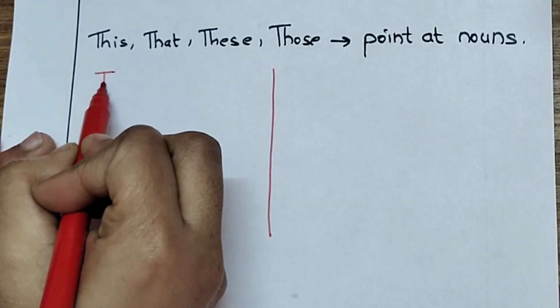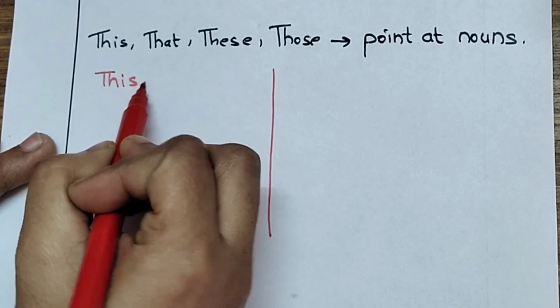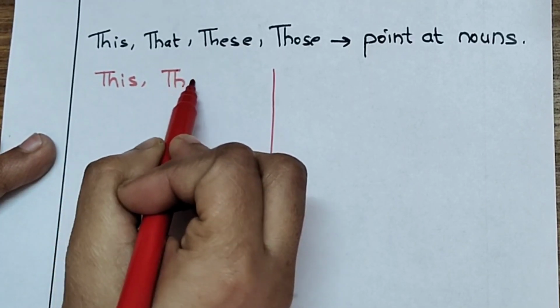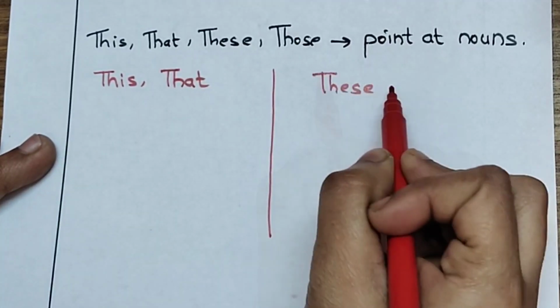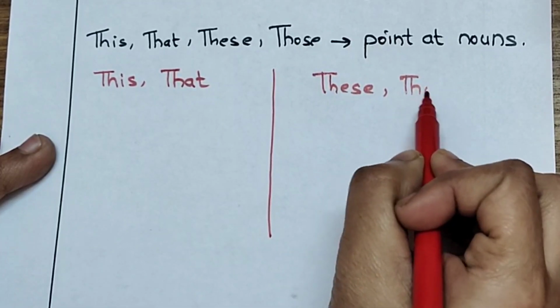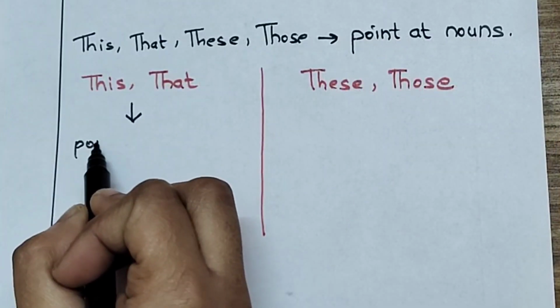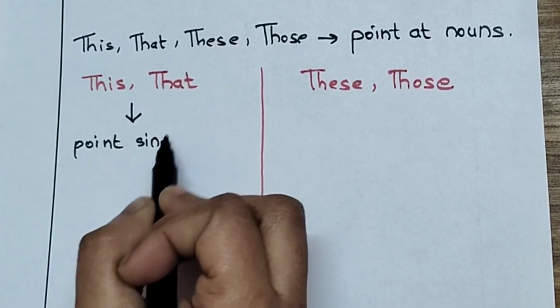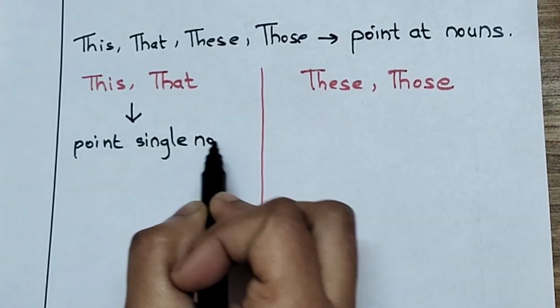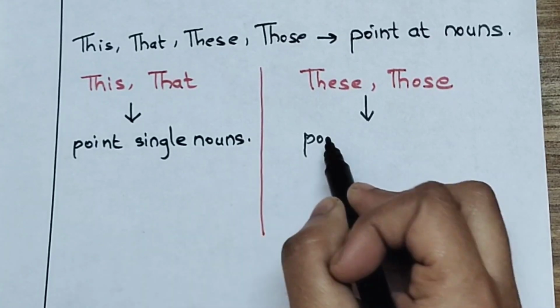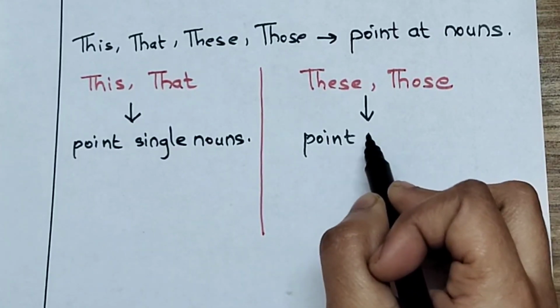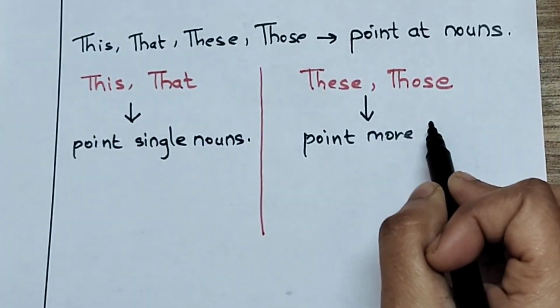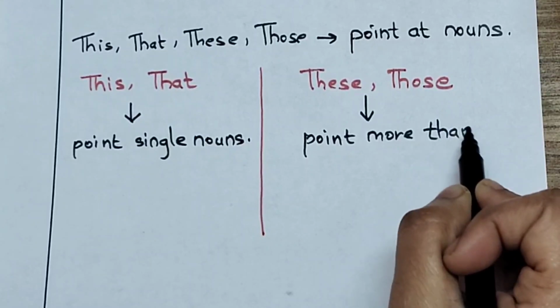We can divide these words into two groups. Put this and that in one group, these and those in another group. This and that are used when we point at a single object or a single noun. These and those are used to point at many objects or more nouns, more than one noun.